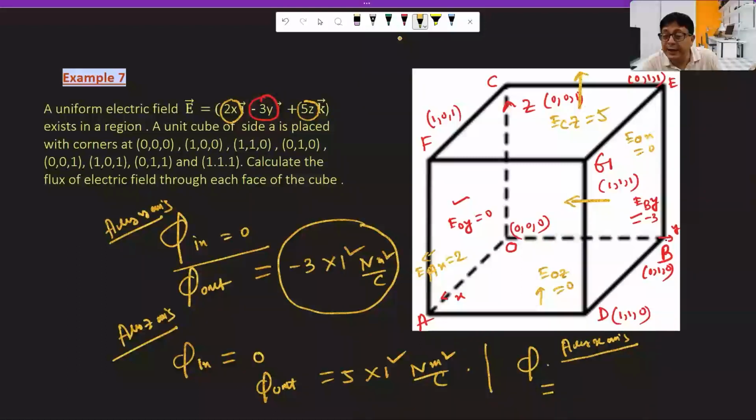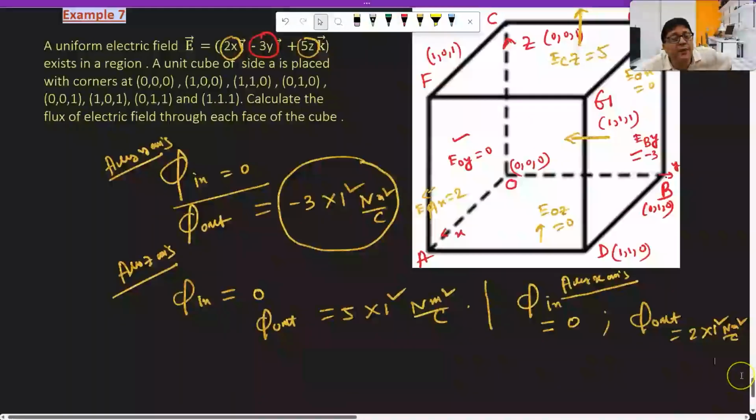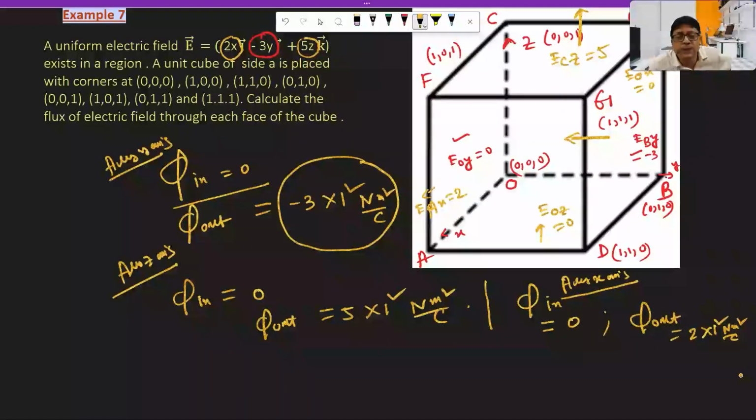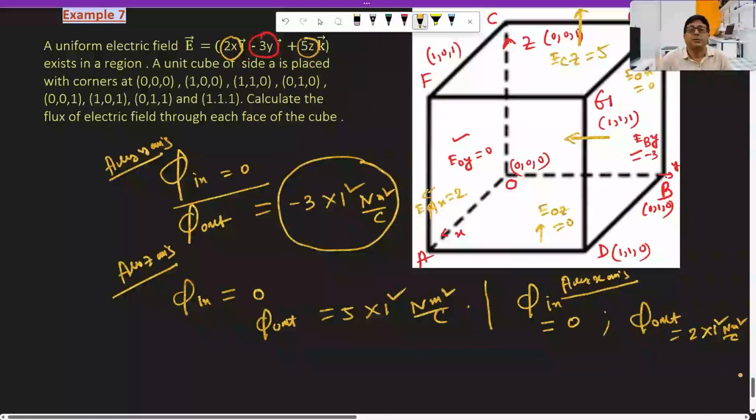So phi in along x-axis is 0. Phi out is going to be equal to what? Phi out is going to be equal to 2 into 1 square Newton meter square per coulomb. See, if we count for net flux here, 2 plus 5, 7 minus 3, 4, not equal to 0. So net flux through the cube may not be equal to 0.